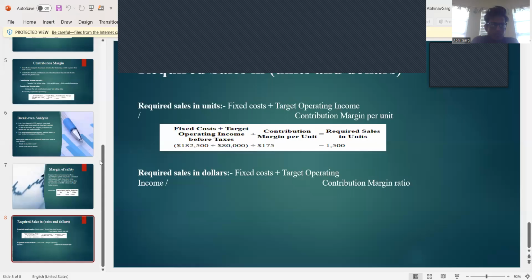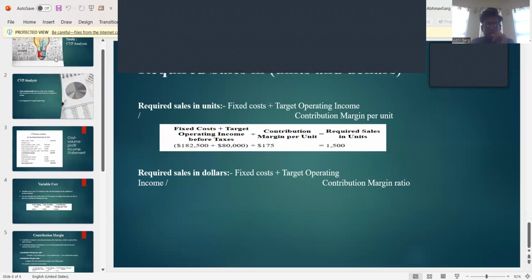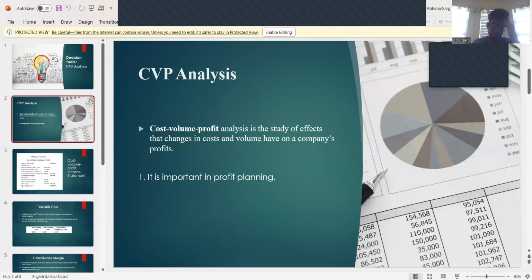Decision tools, or you can say CVP analysis. Let me share my screen so that I can show you the PPT that I prepared. As you can see, decision tools, or the CVP analysis. CVP analysis is cost volume profit analysis, the study of the effects that changes in cost and volume have on a company's profit. It is important in profit planning. Whenever a company wants to introduce a new product or change the selling price, they first of all do the CVP analysis.